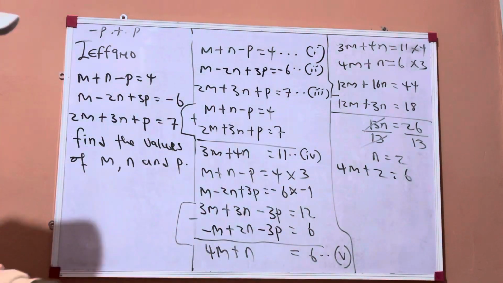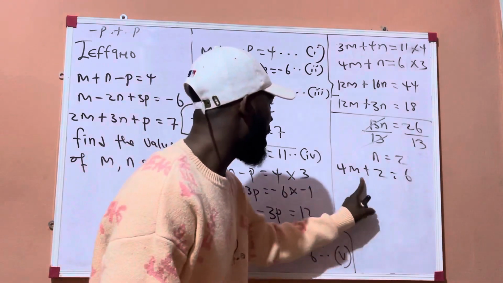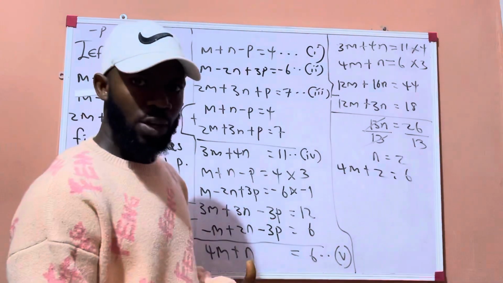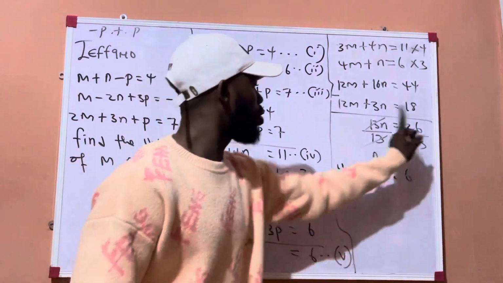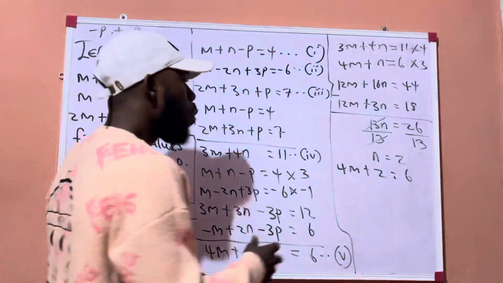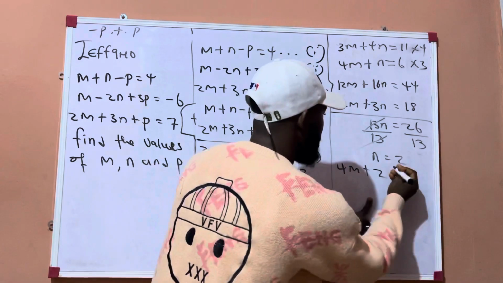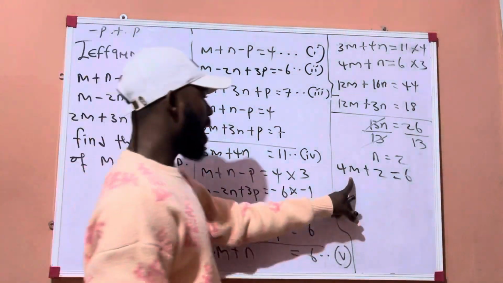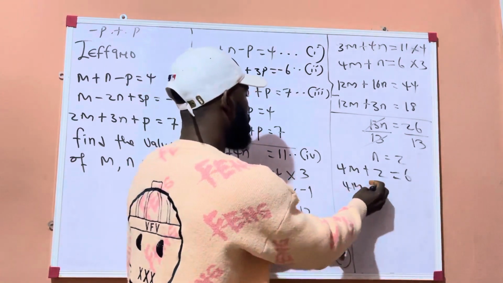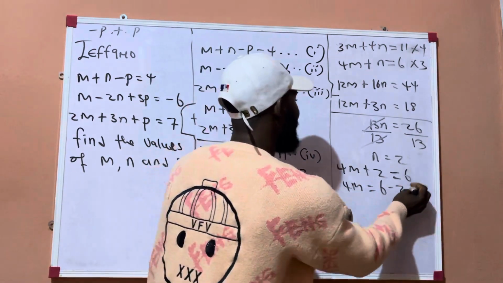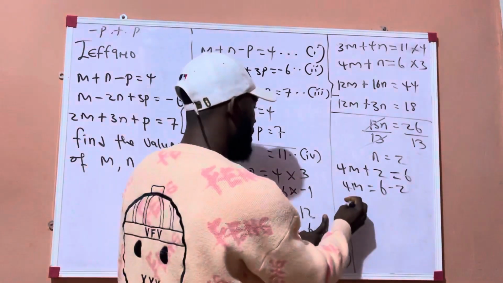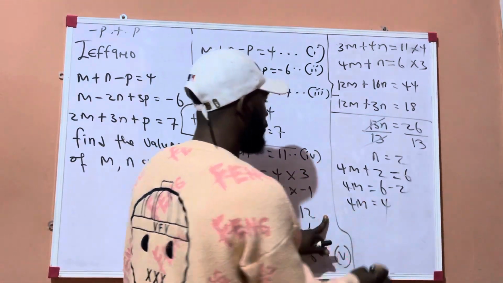Now, class, without wasting time, I can't add 4m and 2 together because they are unlike terms. 2 is not carrying m. So, what do I have to do? Plus 2 will cross to meet 6. Now, when plus 2 crosses the equality sign to meet 6, it becomes minus 2. Now, what do we have? 4m is equal to 6 minus 2. Now, class, 6 minus 2 will give us 4. What do I have? 4m is equal to 4.